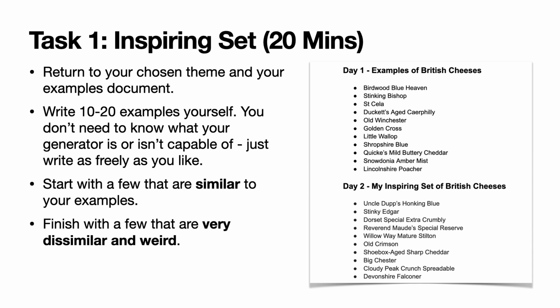My recommendation is that you start with a few that are really similar to the examples you found, and then towards the end you can kind of go wild and just come up with anything funny or interesting that you like. So on the right hand side I've got some examples of British cheeses at the top, and then at the bottom I've got a list of some that I came up with myself. And you can see how some of them are quite similar to the examples I found. Some of them are a little bit different. I didn't spend too long on it. I didn't overthink it.